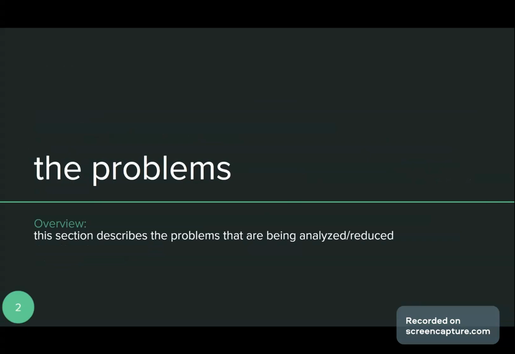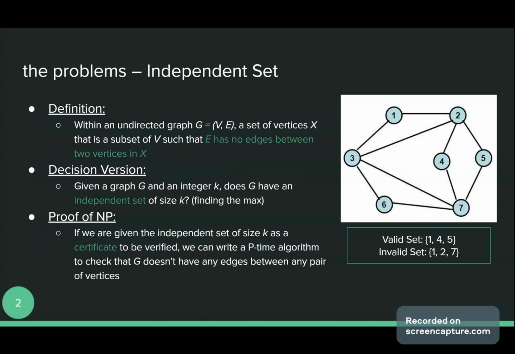Now we'll go over the problems individually. The first being the independent set. It is defined as a set of vertices X that is a subset of the total vertices in a graph G, such that there are no edges between two vertices in X. This means that no two adjacent vertices can share an edge between them and be in an independent set at the same time.